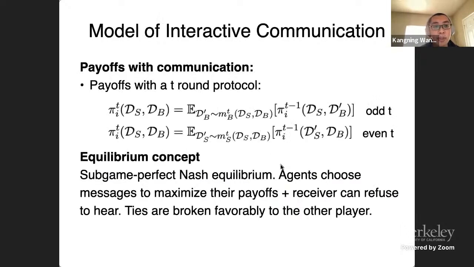So in this model, we consider the equilibrium concept as the subgame perfect Nash equilibrium. So the agents will use backward induction to select their optimal strategies in each step. And in our model, we have two assumptions. One is each receiver can always refuse to hear the signal of the other player. And another assumption is that ties are broken favorably to the other player.